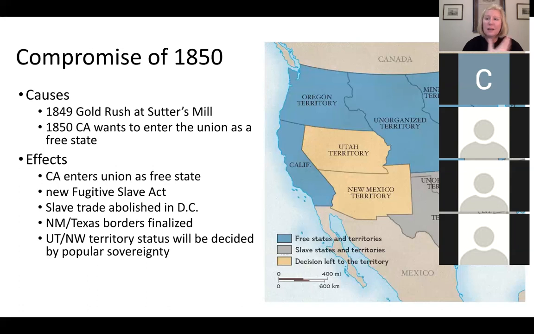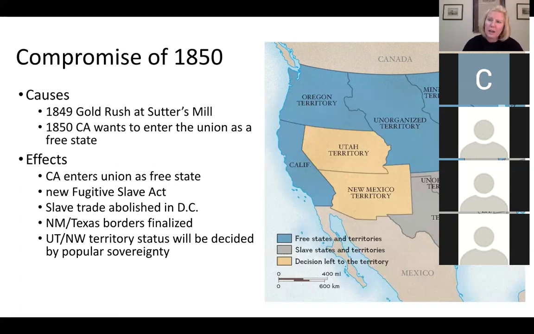So this won't be something that Congress decides. It'll be something that the people who live there decide. At what point did they decide this? Well, in theory, when there's enough of them to write a state constitution and apply for statehood. But obviously, we know people move out west, and they move out there as slave owners or not slave owners.